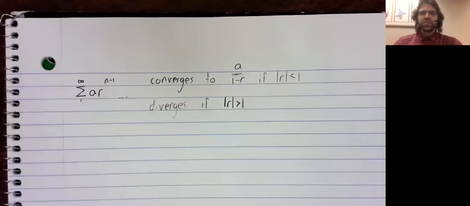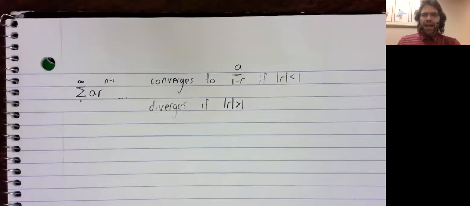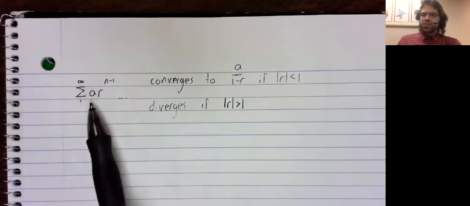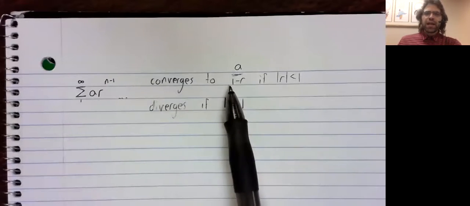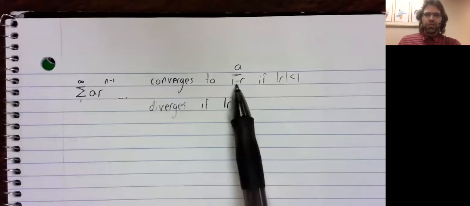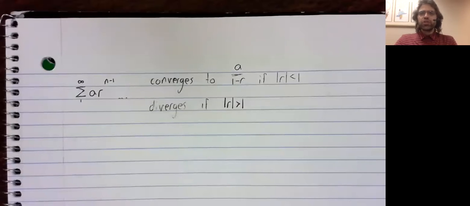So here is a summary of what we just found. The geometric series is quite remarkable in the sense that we rarely will be able to look at a convergent series and say what it converges to. Having a series where we have a formula for the sum is not a typical situation.